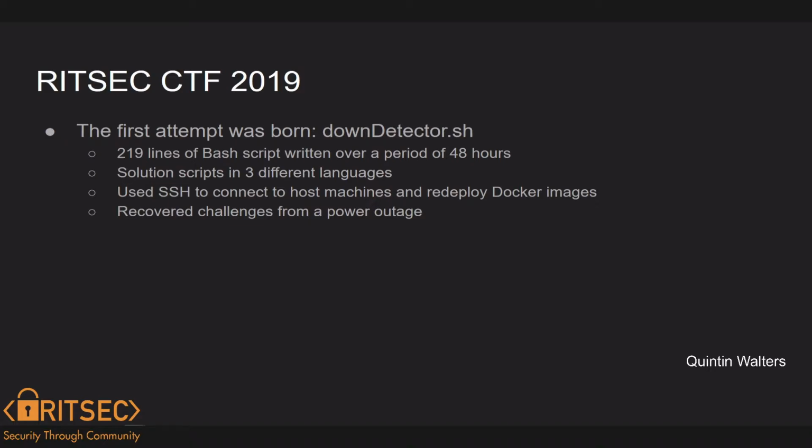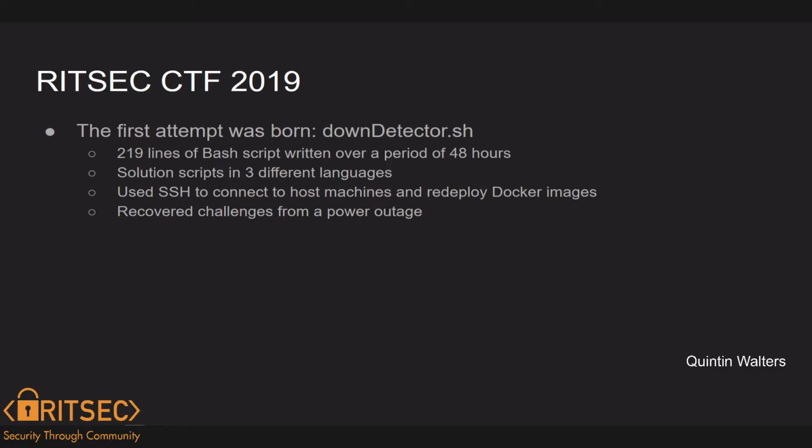I would SSH into the machines as they were being brought up with the intention of restarting the Docker images myself. Down Detector, however, would check the challenges, find that they were down, and SSH into the machine I was working on while I was doing that. It would then kick me out of the machine, kill the progress I had made with Docker, rebuild the images, and restart the containers without me. It did this for all of our corrupted challenges.